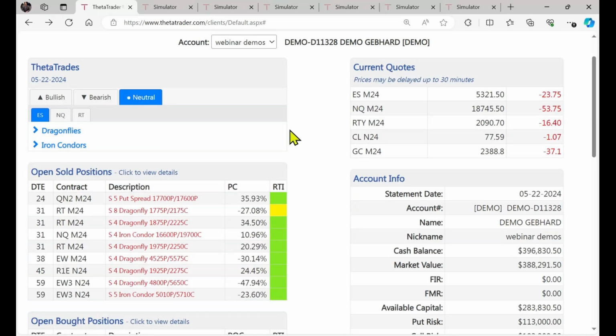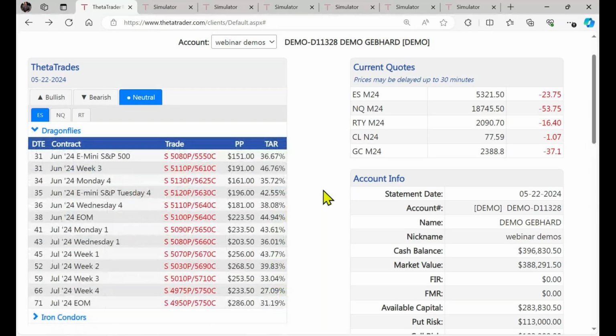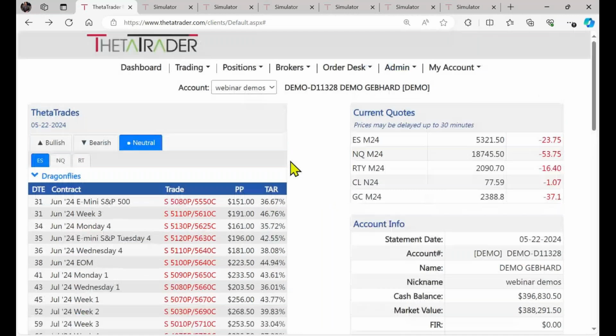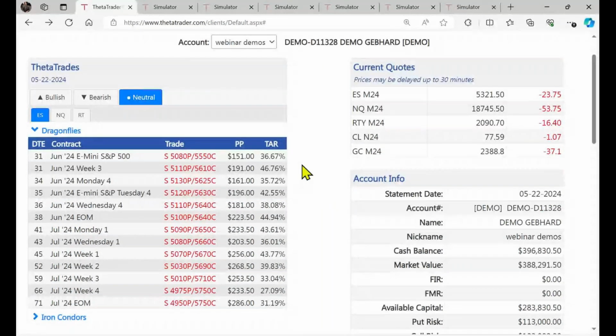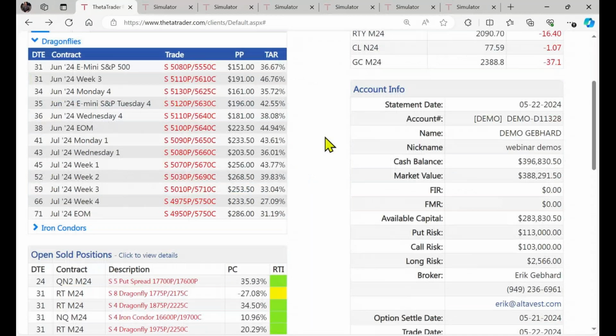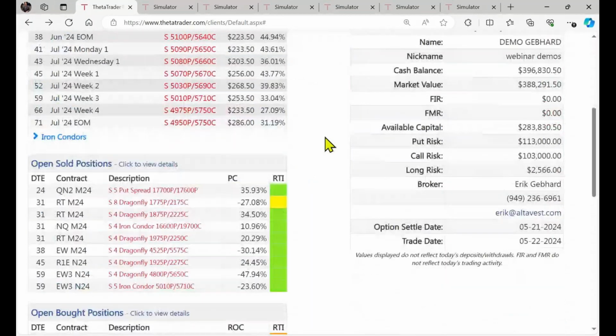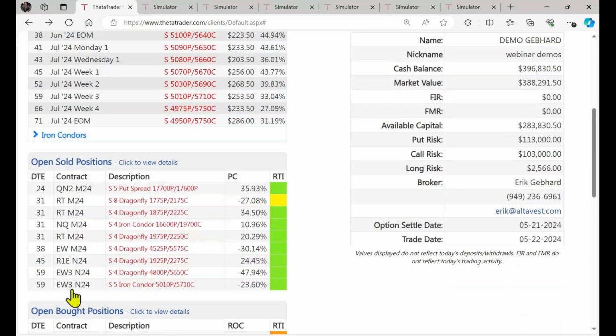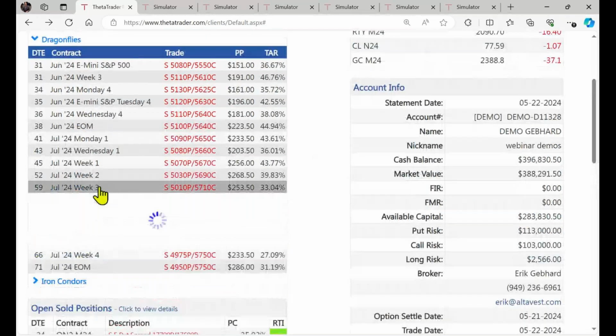Okay, that took a while, but in any case, that was a condor on the S&P 500. Let's see here, where you can see then it shows up down here on your open short positions, and that's the week 3 S&P 500. Then we will look at the week 3 Dragonfly.